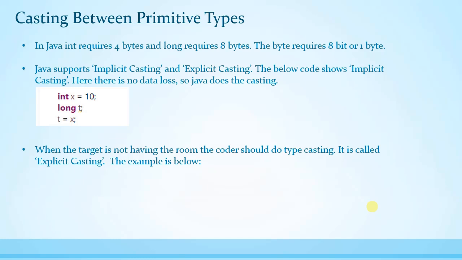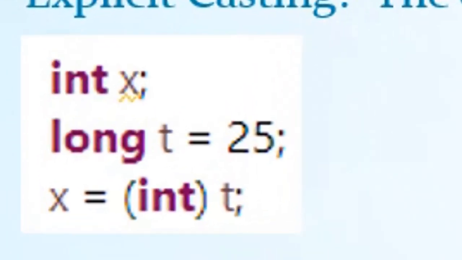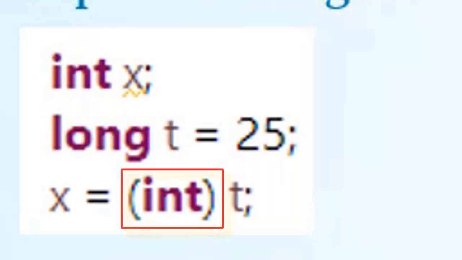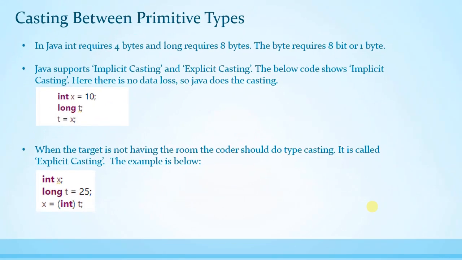When the target does not have the room, the coder should do the type casting. It is called explicit casting. Now let us see the example for explicit casting. Int x, long t equal to 25. So the first line is the integer declaration. Next, in a long variable t, we assign a value of 25. Then we are performing a typecast. So here the int in between the parentheses is called explicit typecasting.